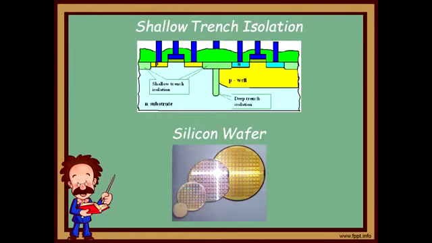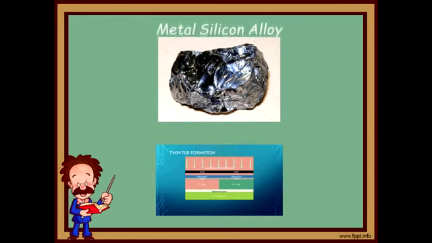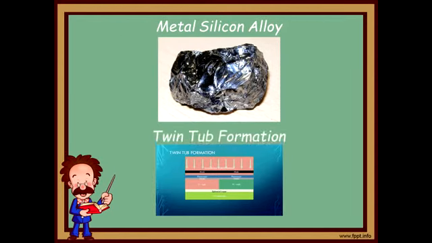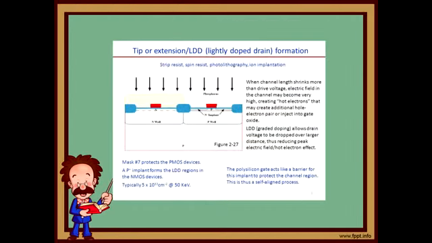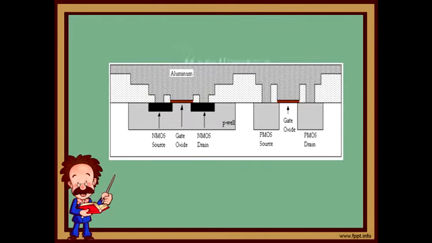Here are the specific objects or subjects included in the CMOS process integration. We have here the shallow trench isolation, and then an image of a silicon wafer and a metal silicon alloy. We also have the twin tub formation and the low-doped drain extensions, and lastly, a conceptual figure for metallization.